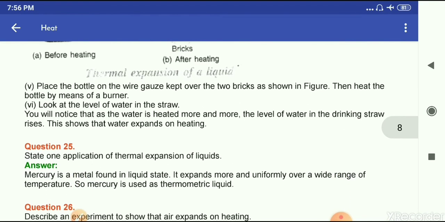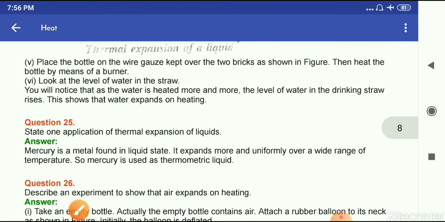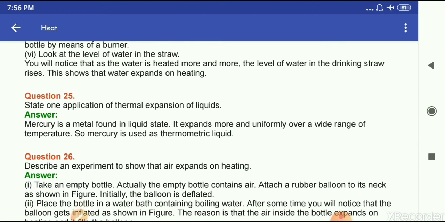Question number 25. State one application of thermal expansion of liquids. Mercury is a metal found in a liquid state. It expands more and uniformly over a wide range of temperatures, so mercury is used as a thermometric liquid.